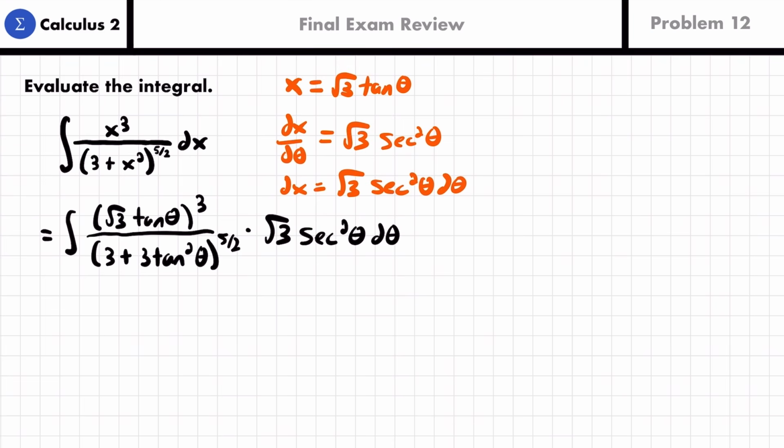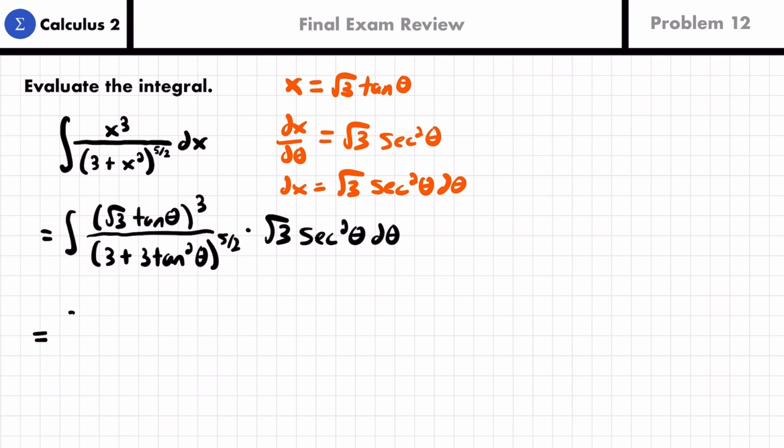Now we just want to try to simplify it as much as possible. So let's work on that here. First thing I'll do is cube the numerator. So you want to cube the square root of 3 as well as tangent theta. Tangent theta cubed will be tangent cubed theta. And then the square root of 3, if you're cubing that, you're just multiplying it by itself 3 times. So you'd have the square root of 3 times the square root of 3 times the square root of 3. The square root of 3 times itself is just 3, so you'll have 3 times the square root of 3. Okay, so let's rewrite the integral here.